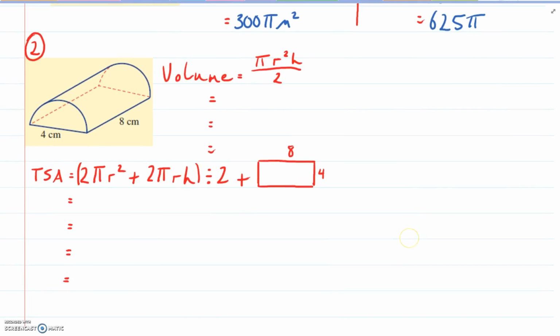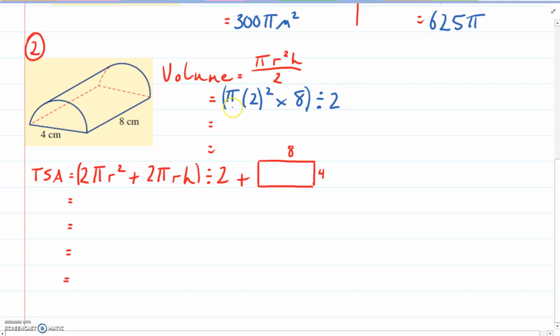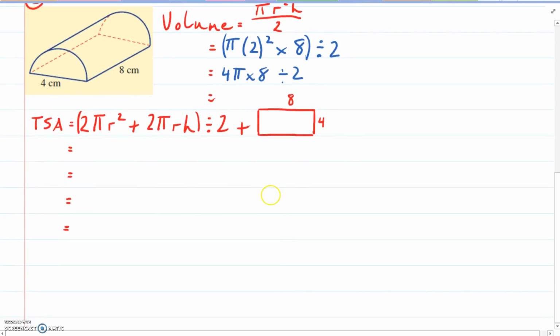Alright, we've got a half cylinder here, so the volume would be πr² times h over 2. So π × 2² × 8. This is the same as what's written there, it's just slightly different. So that's going to become 4π times 8 divided by 2, which is 16π centimeters cubed. That is the volume.